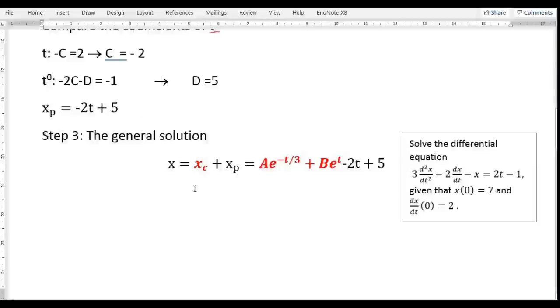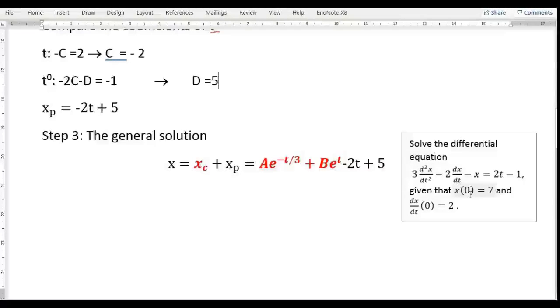The general solution comprises the complementary function plus the particular solution, which is going to give us a exponent minus t over 3 plus b exponent t minus 2t plus 5. So the black color one comes from the particular solution and the red color comes from the complementary function. We are not complete yet because we are given the initial values.